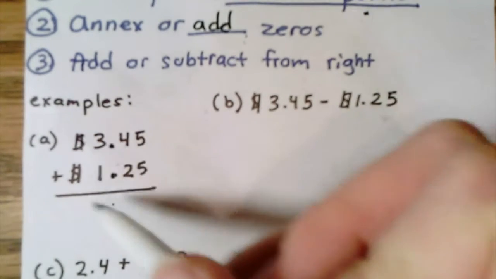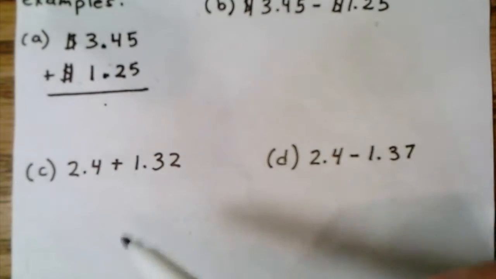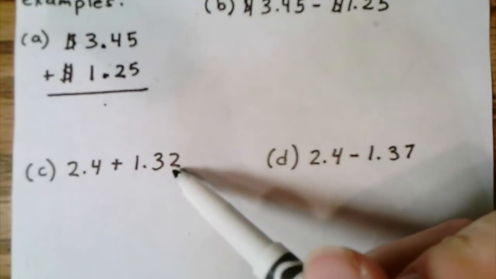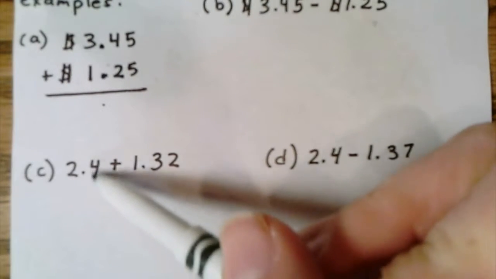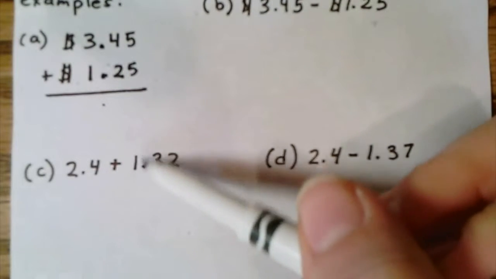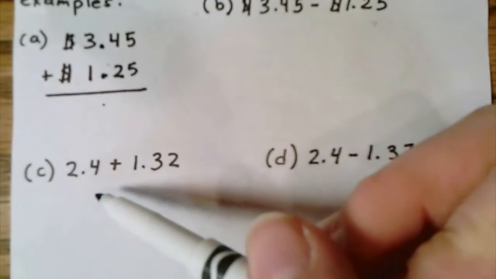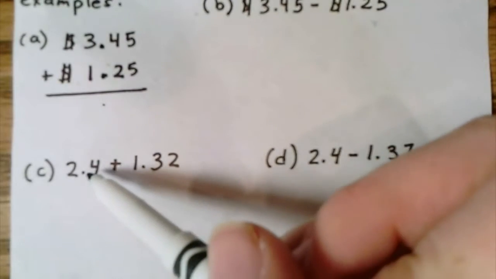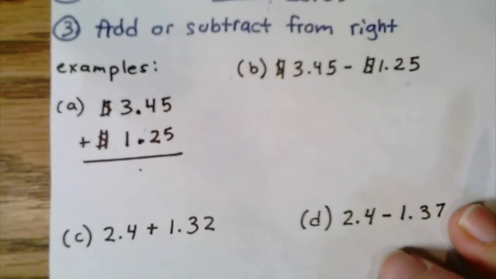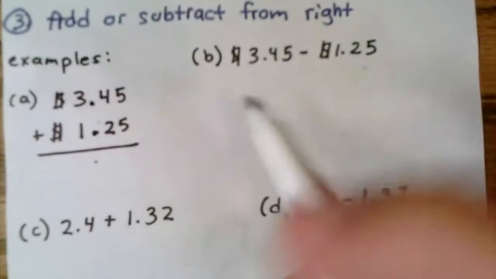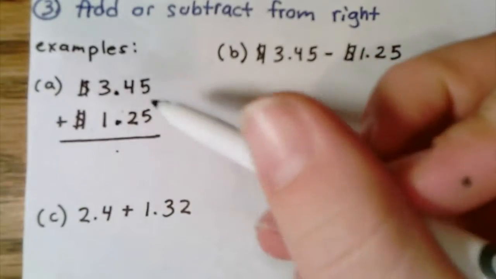But what's different about some of these questions in this lesson is that they're not always going to have the same amount of decimal places. So in an example like this, we need to make sure that the 4 is lined up with the 3. So the decimals are in line, and not having them lined up all the way over on the right side. But for this first example, that's done for us. So our next step was to annex zeros. We don't need to do that.